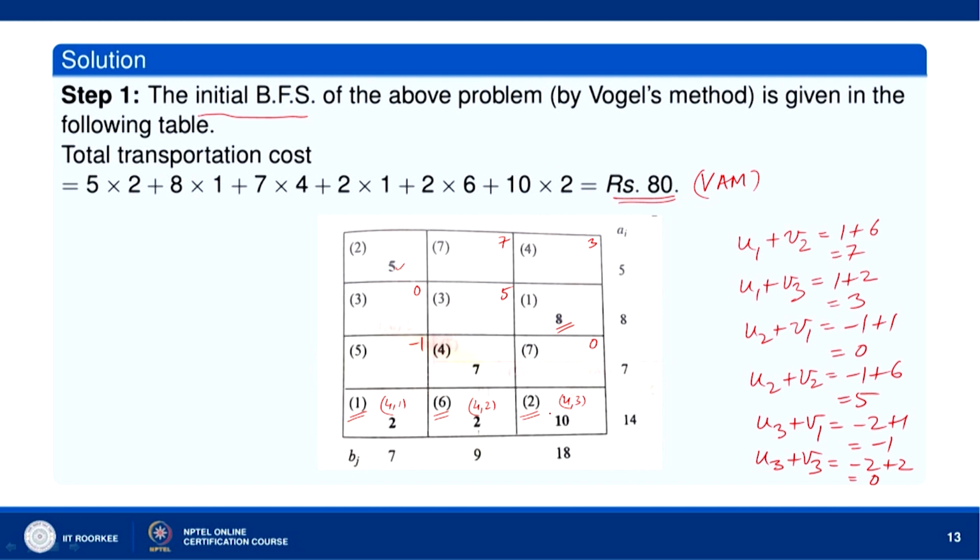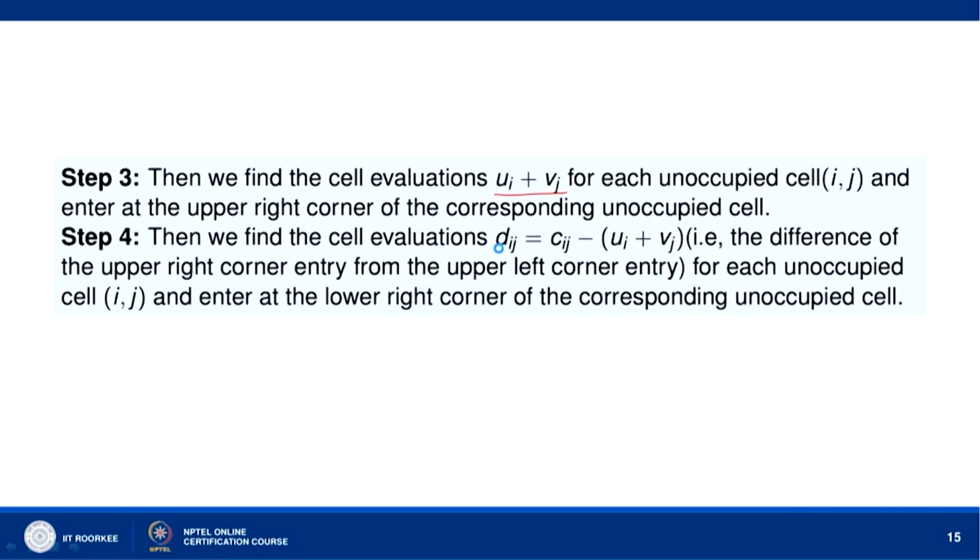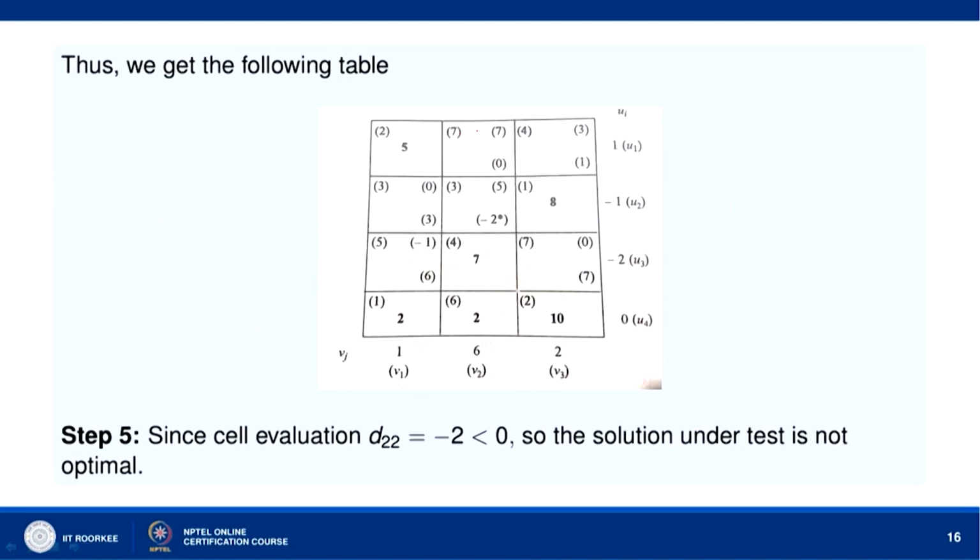So, we have got the values of ui plus bj. These are the values: 7, 3. This is an unoccupied cell, this is an unoccupied cell. This is also an unoccupied cell, we have got 0 here. This is also unoccupied, we got 5 here. This is unoccupied, we got minus 1 here. This is unoccupied, we got 0 here. These are all occupied cells. So we got the values.